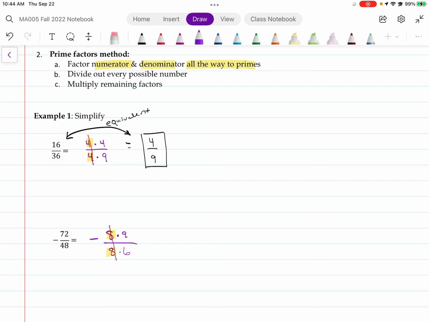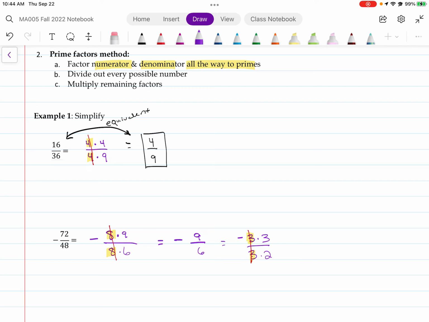All right, so I am left with negative, don't forget the negative, 9 over 6. Am I done yet? Do you see a common factor with 9 and 6? Definitely. They both have 3 in them. So 9 is 3 times 3, and 6 is 3 times 2. It doesn't matter what order you write it in. You're just going to look for those common factors, and you're going to factor them out.